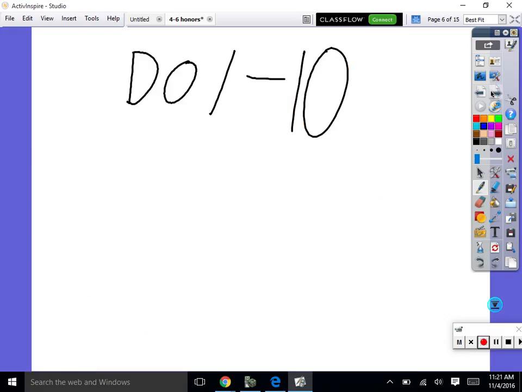All right, do 1 through 10, and you can just grab them. What I want you to do is in words describe the shift on your paper, and then just graph it on there, and then check it with me, and then you can move on.